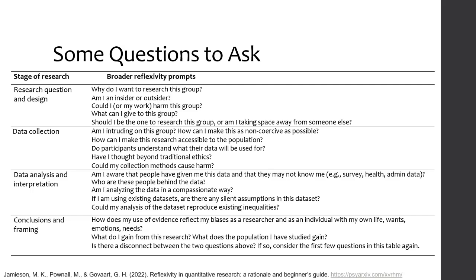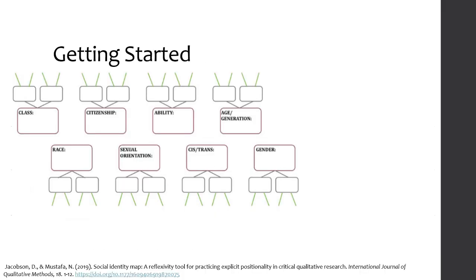But here are some questions that you might ask yourself, right, as you're trying to start this process of thinking about how you might influence the research process, and vice versa, how that process might influence you. So Jacqueline Siegel showed me this activity, and I find it really helpful when working with folks who are thinking about maybe creating a positionality statement, or if they want to try to start engaging in reflexivity, but they're really not entirely sure. So this is an activity by Jacobson and Mustafa that's a social identity map.